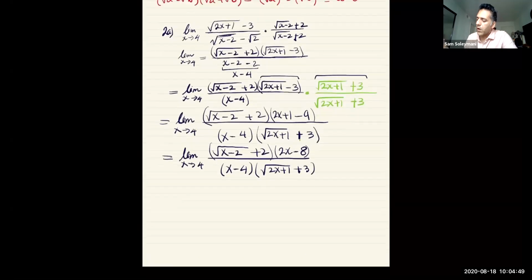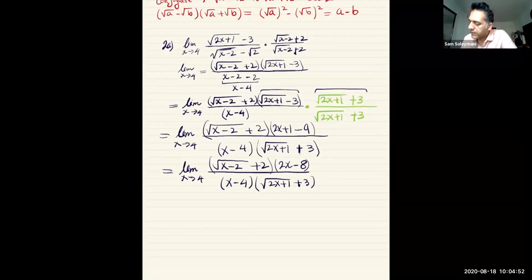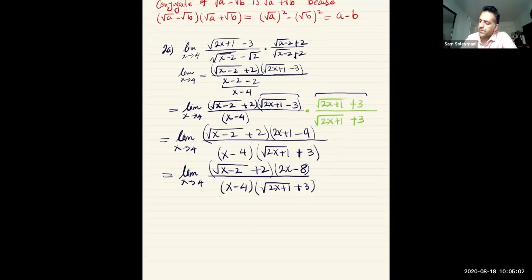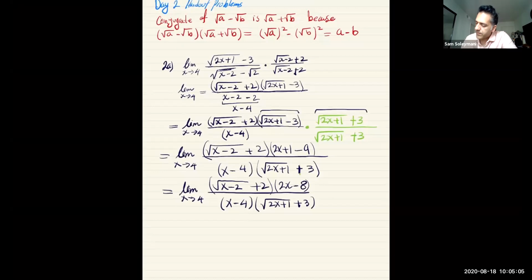Okay. So yes, this factor here and x minus 4, they do actually reduce, right? From this factor, you can take out a 2, you get x minus 4. Here is the factor contributing to 0 over 0. That cancels out, right? So this is gone. You can now plug 4 in, and you're no longer going to get 0 over 0.